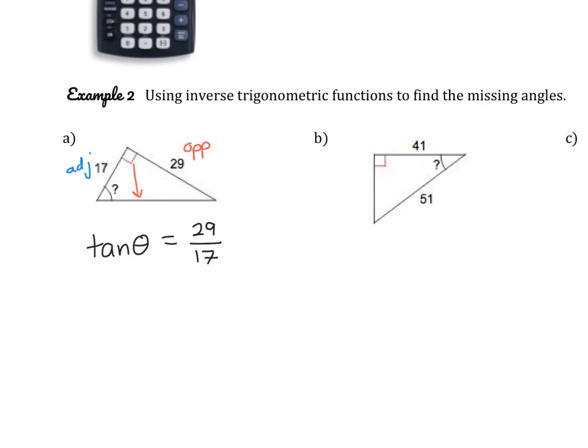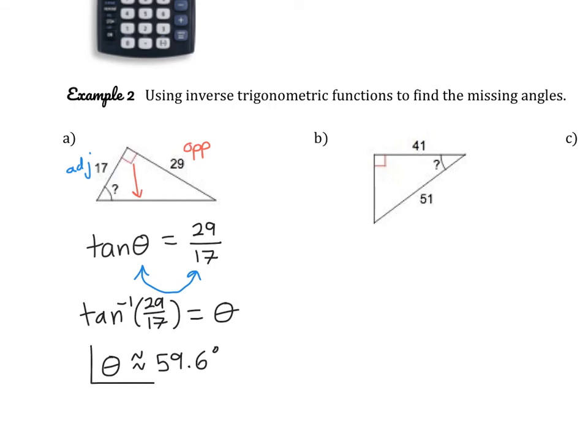29/17. Now remember, anytime we're trying to solve for the angle, we have to swap and use our inverse trig function. So this now becomes arctangent of 29/17 equals theta. And now we can use the arctangent button on our calculator, and it will tell us what theta is. So our calculator tells us that theta is approximately 59.6 degrees. So remember, swap the value with the angle, and then use your inverse trig function.